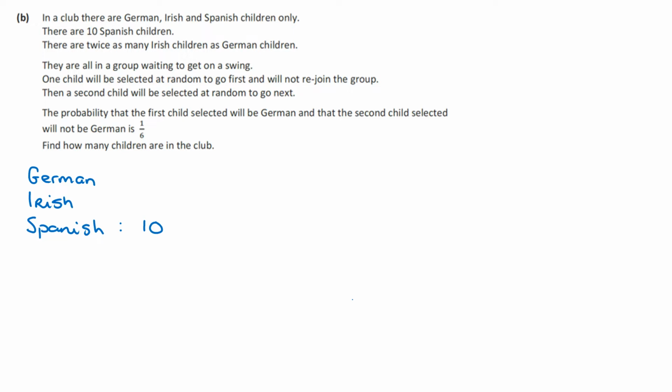There are twice as many Irish children as German children. So I don't know what German is, I'm going to call it x. That means there are 2 times that Irish. They're all in a group waiting to get on a swing. One child is selected at random to go first and will not rejoin the group. That's really important. Then a second child is selected at random to go next. The probability that the first child is German and the second child is not German is equal to a sixth.